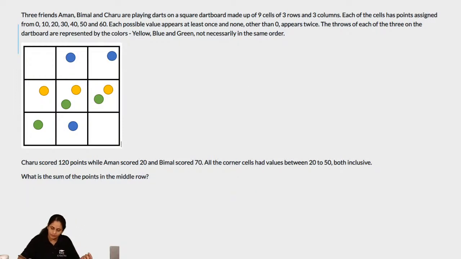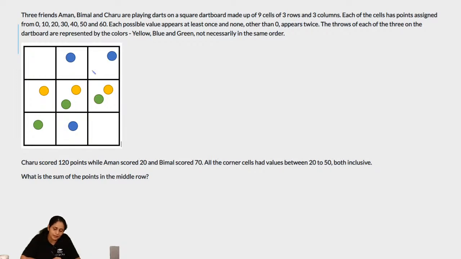I'll start with the information that is given. 3 friends, Aman, Biman and Charu, are playing darts on a square. So this is the square dart board. Each of these cells has values. So there are 3 rows and 3 columns. Each cell has points assigned from 0, 10, 20, 30, 40, 50 and 60. So there are 9 cells and 7 values. So there will have to be at least some repeated values by default.